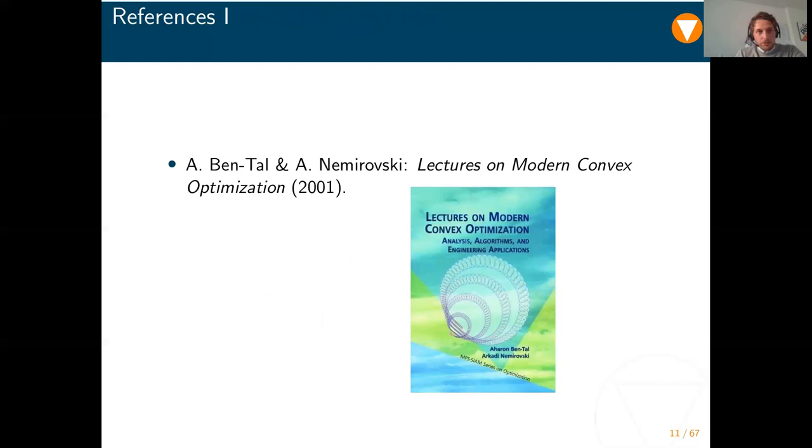Okay, and this is just the book that I cited before. I can highly recommend this if you want to know about the things I told you up to now. It also covers many of the things that I'm going to tell you in the next sections. It's called Lectures on Modern Convex Optimization, but it almost exclusively talks about conic optimization, actually.